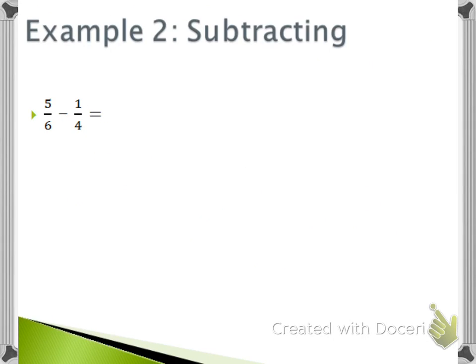So now that we've done an addition example, I want to show a subtracting or subtraction example. And in this example, we have 5/6 minus 1/4.